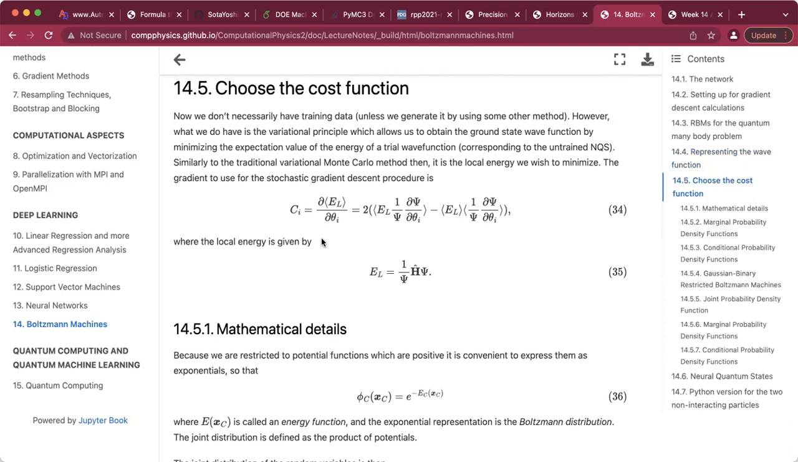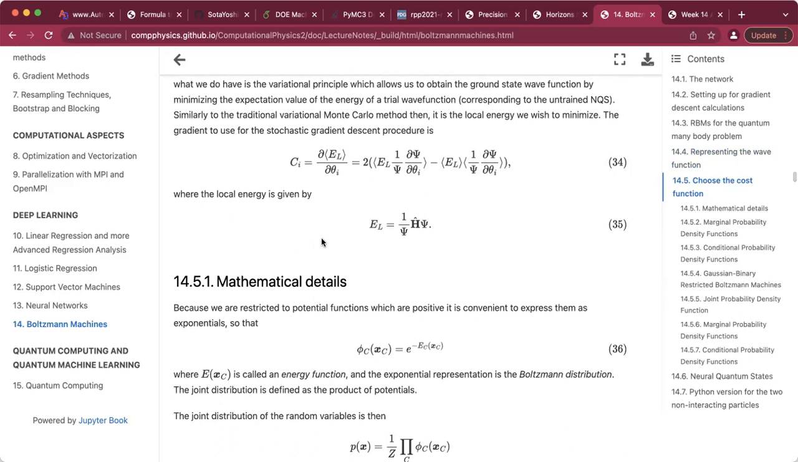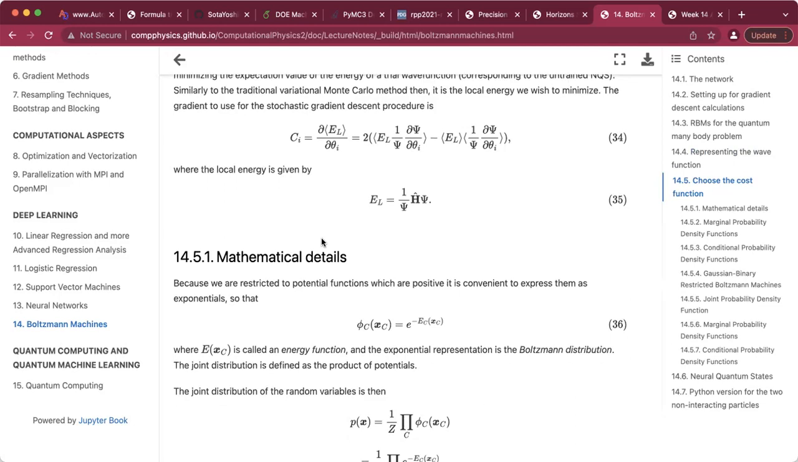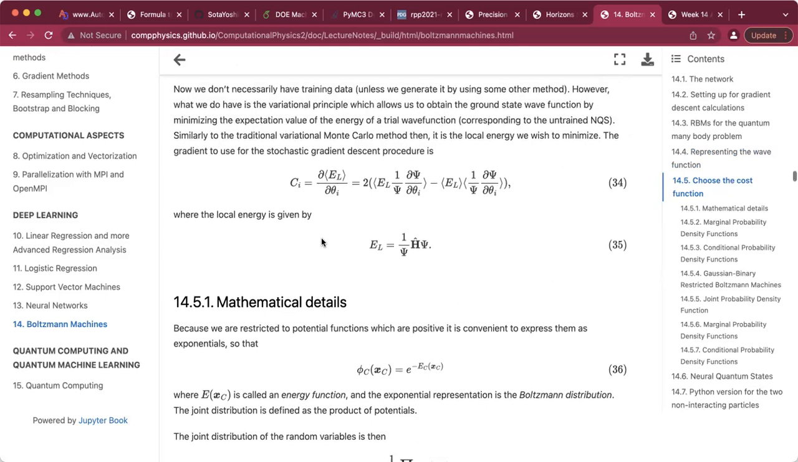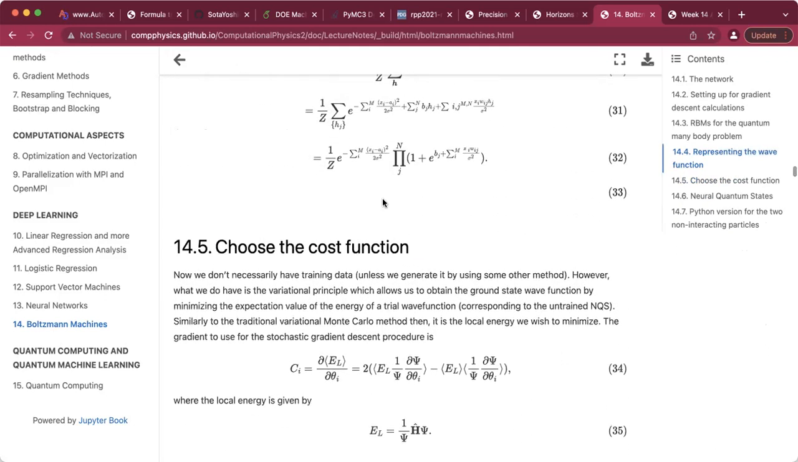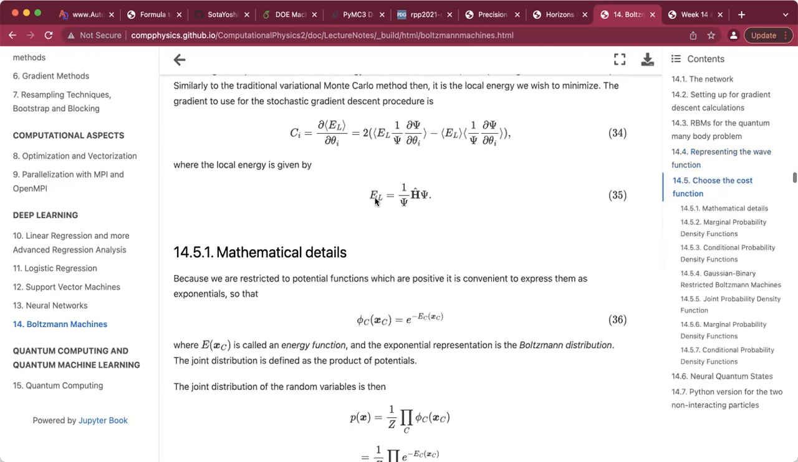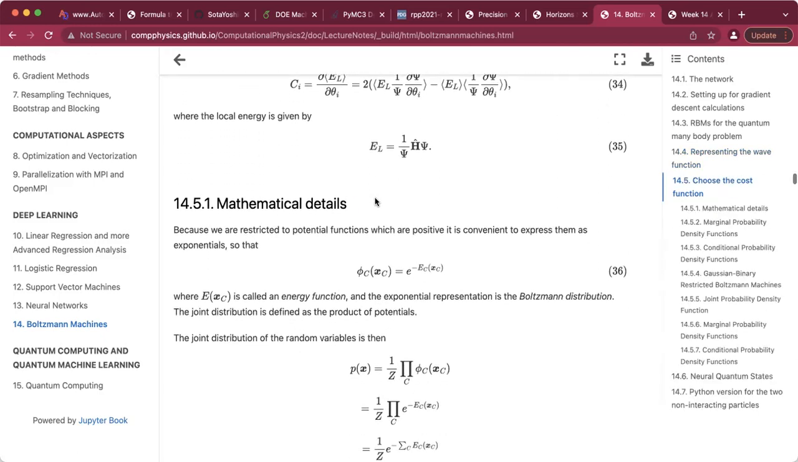So when we've chosen the cost function, what comes here are actually some mathematical details. And feel free to look at them. There is no need for you to derive all these mathematical details. You can just use the equations and then simply implement them in the code.